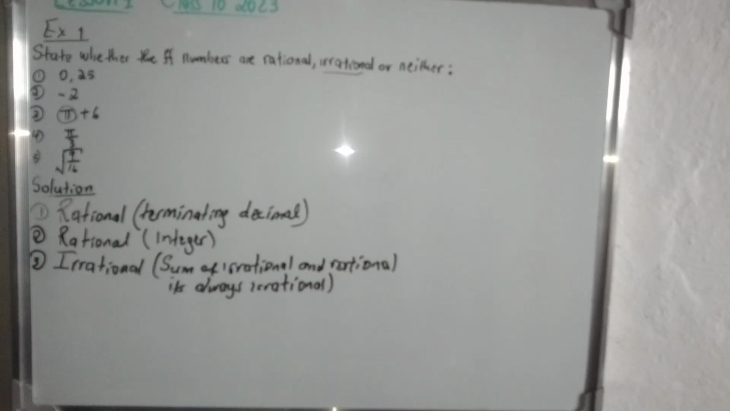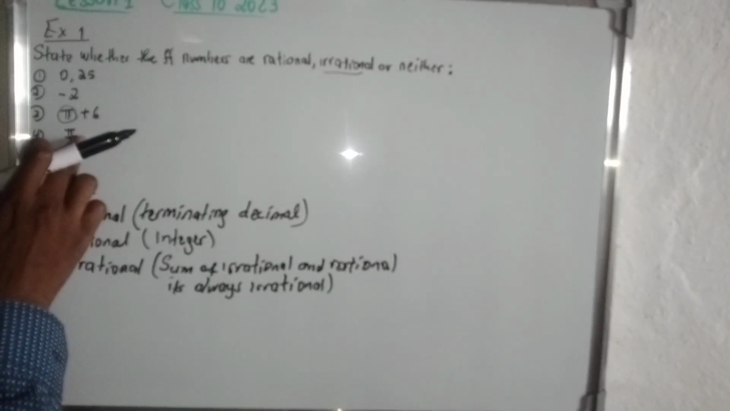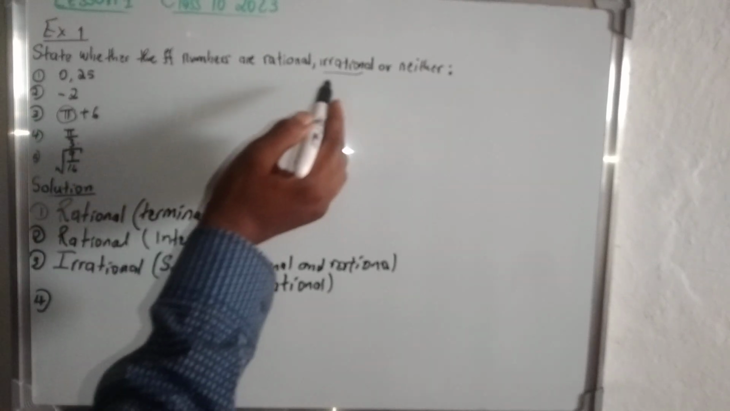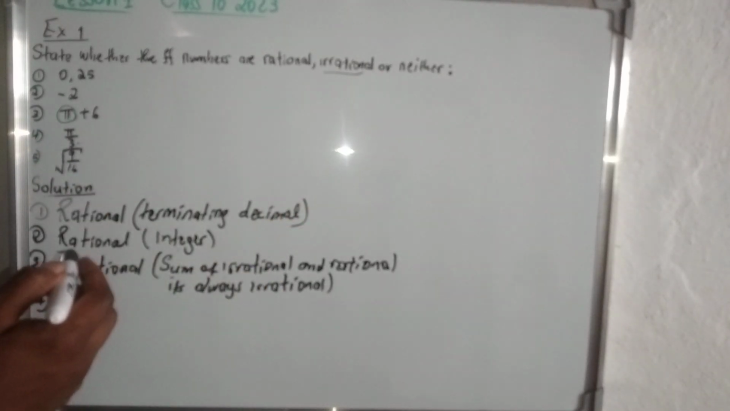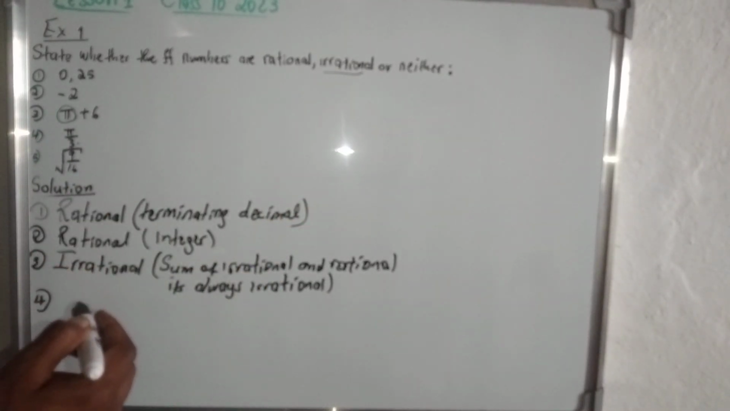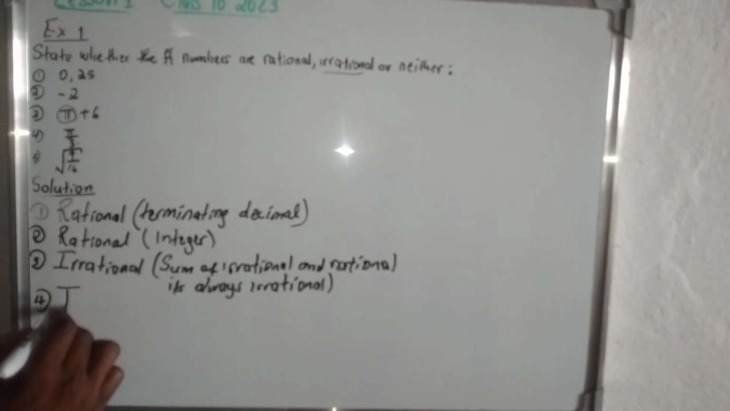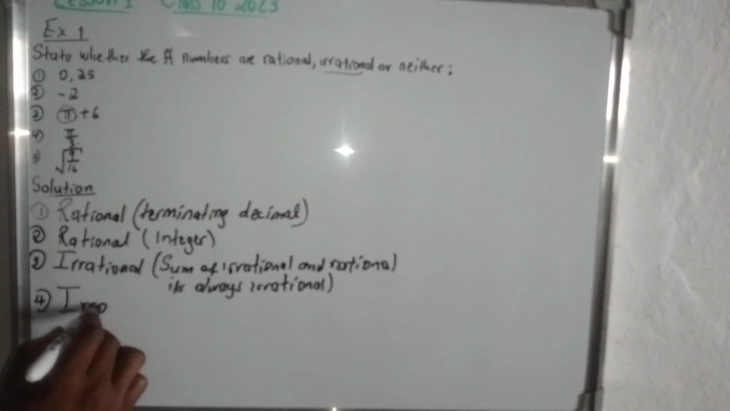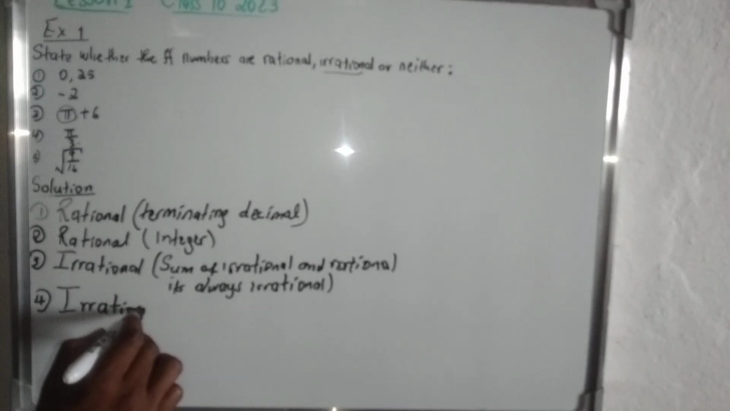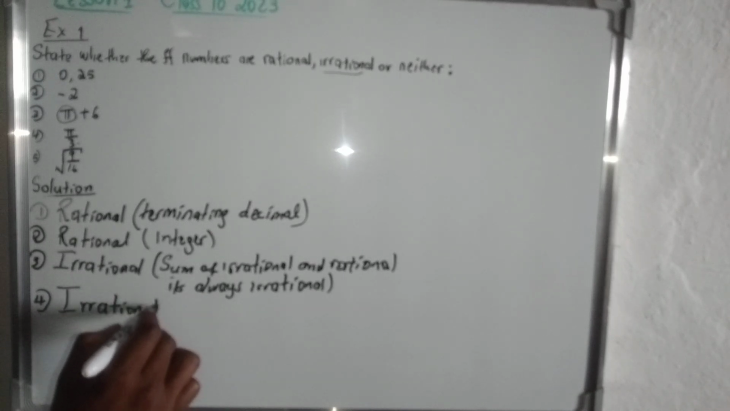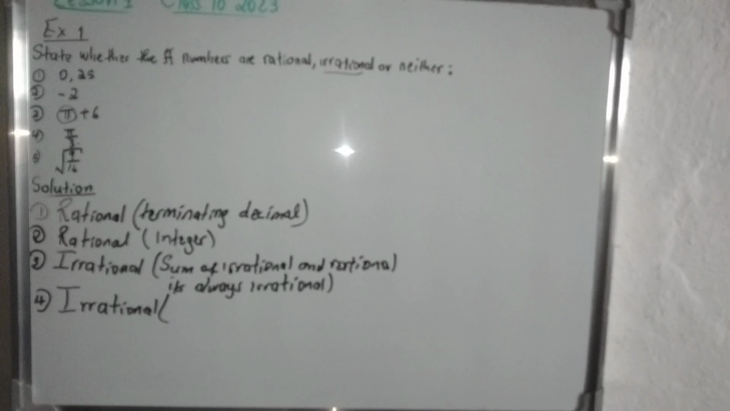Now let's look at the 4th one together. Number 4. Also this one, for the fact that it has pi, it is quite clear that it is also under irrational. So the perfect answer is going to be irrational. Why am I saying this?